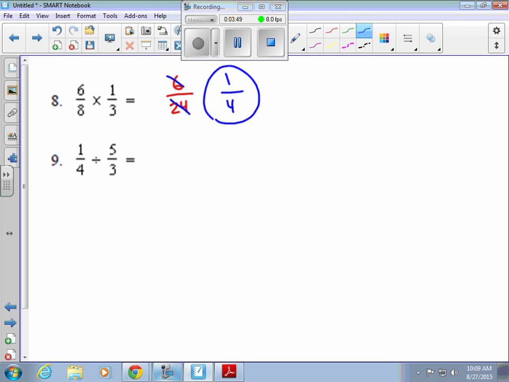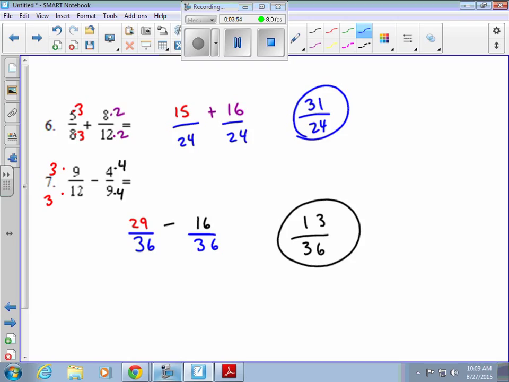Never leave a fraction unreduced. Leaving a fraction unreduced is not the same as this. There's no number that goes into 31 and 24 at the same time. There's no number that goes into 13 and 36.